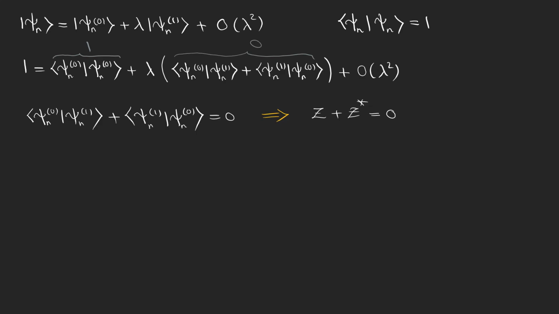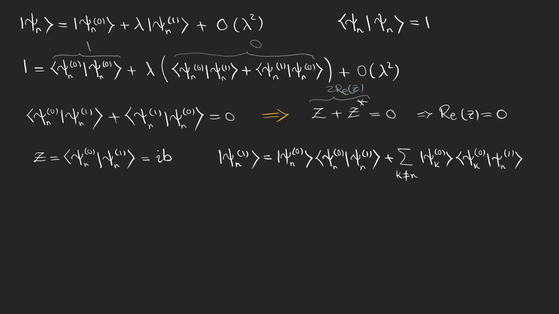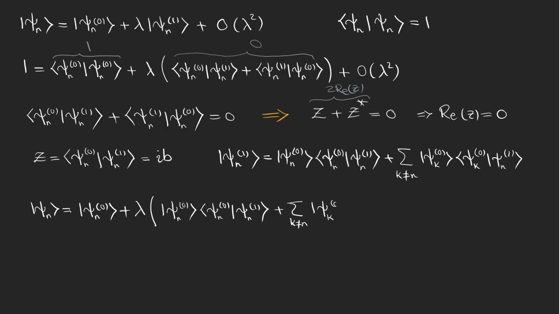But what does it mean? We know that the sum of a complex number with its complex conjugate eliminates the imaginary part. So the real part of this complex number must be 0 based on this equation. And we can write it as a purely imaginary number with the imaginary part denoted by b. Let me remind you that we have found this expression when we expanded psi1 based on the unperturbed eigenkets. We substitute it in the expression written above, which gives this equation.